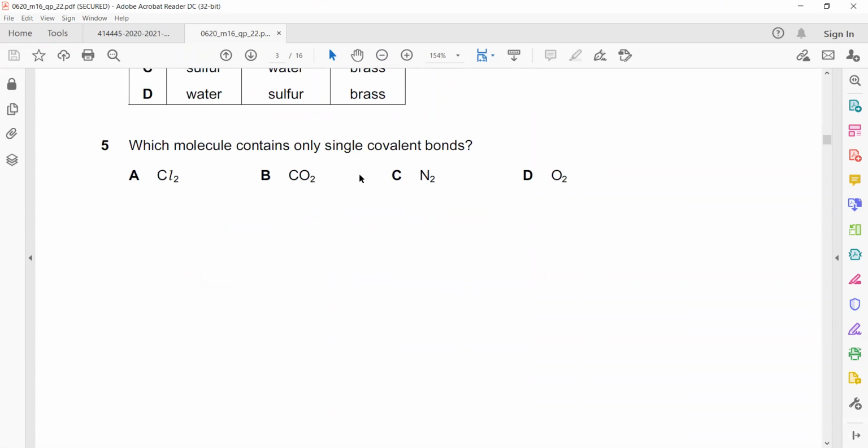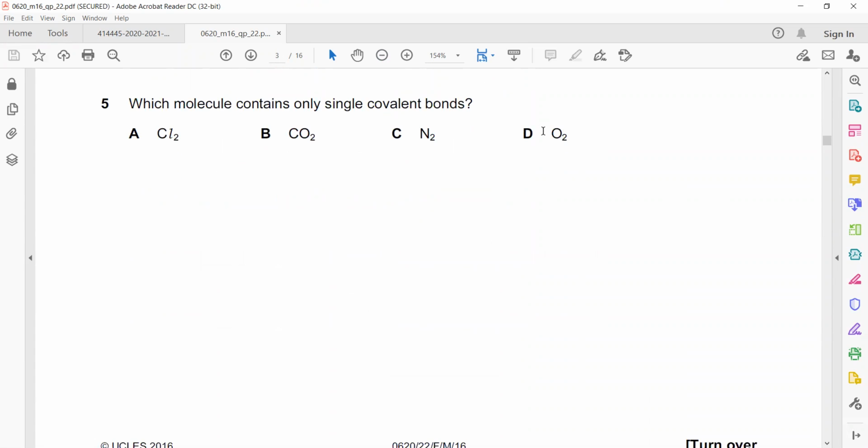Question 5. Which molecule contains only single covalent bonds?